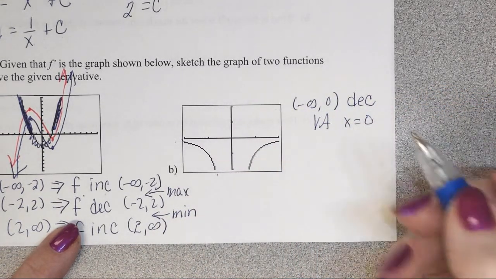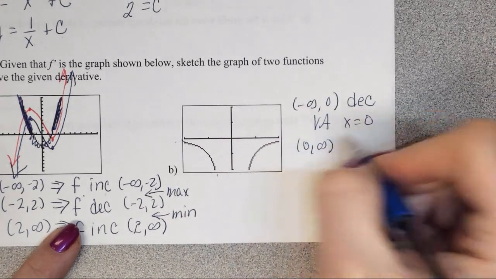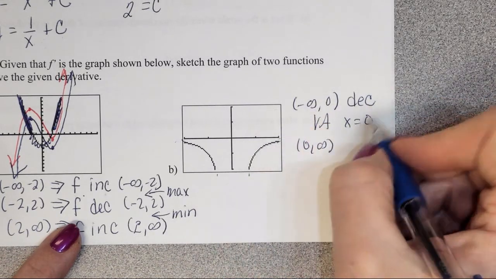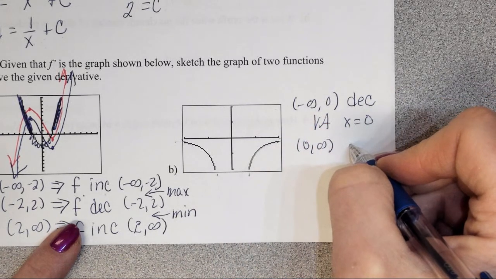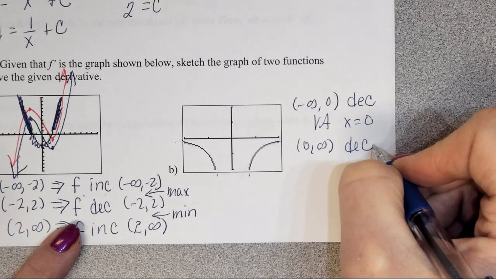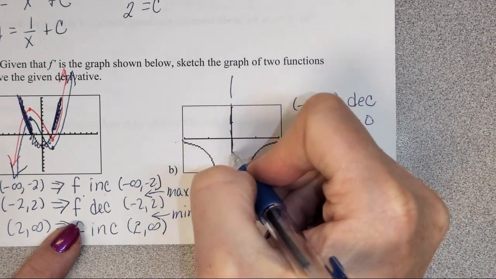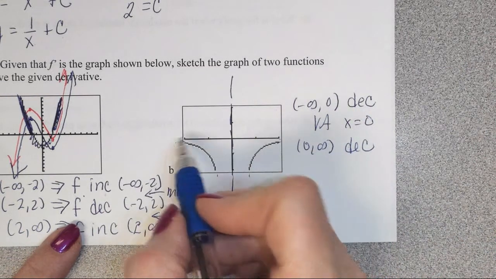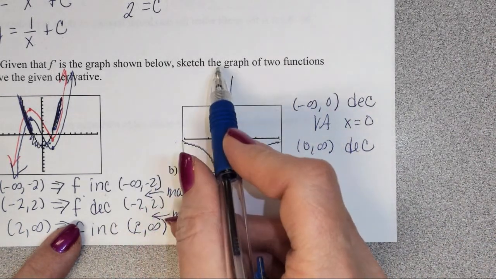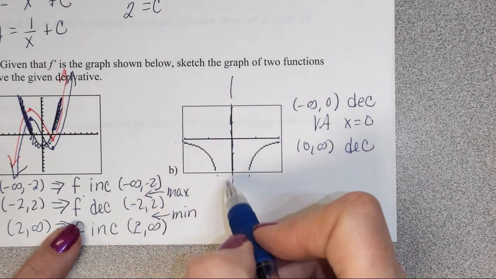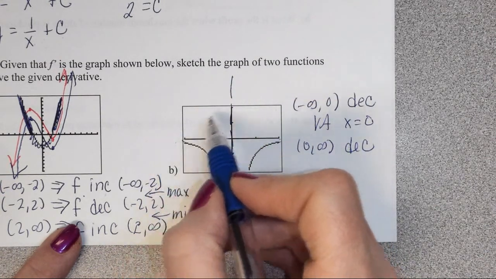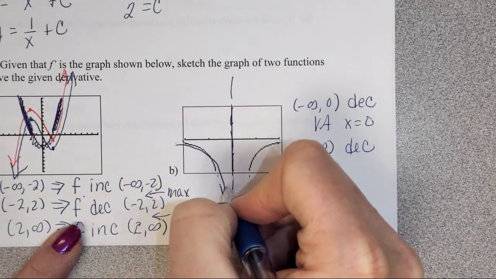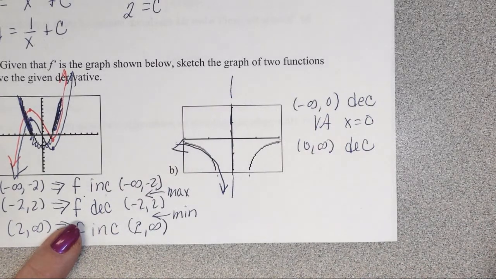again on the original. From 0 to infinity, these values of f prime are all negative again. So my function has to still be what? Decreasing. I'm going to keep the vertical asymptote. My function has to be decreasing. So it can look like A or B. Which one is decreasing, A or B? B. So I could have this as my original function again.